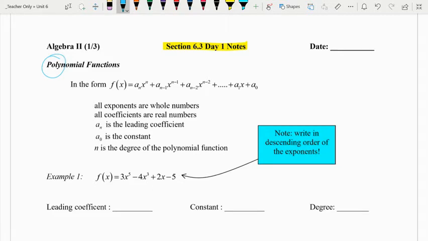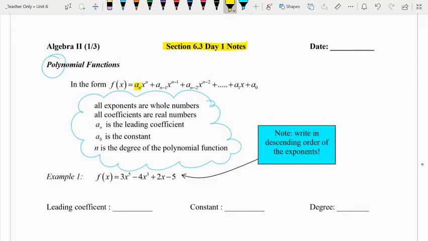Okay, so here are some key points right here. All exponents have to be whole numbers in order to be a polynomial. All coefficients are real numbers, so you can't have any i's, which kind of makes sense, right? A sub n is the leading coefficient. So a sub n, notice how it's the very first thing that we have here. Okay, that is the leading coefficient.